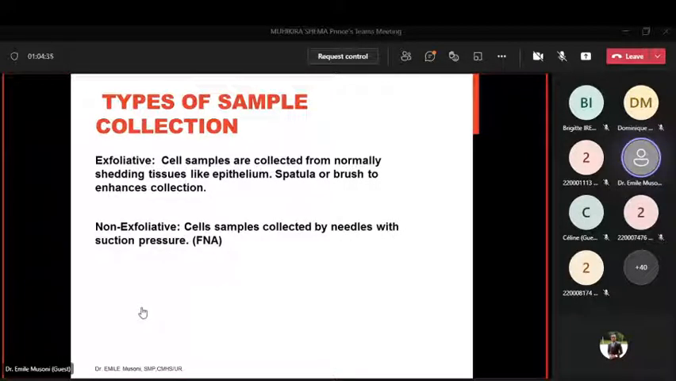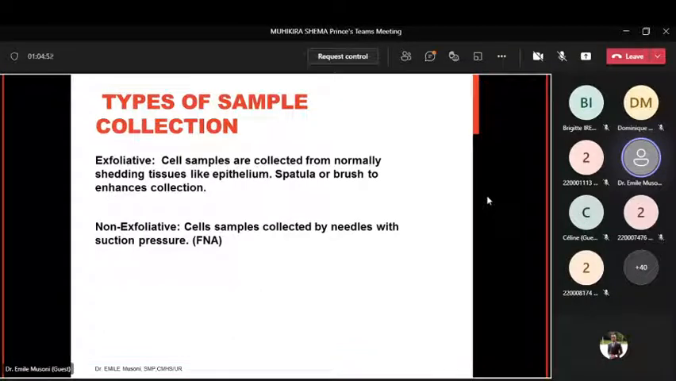In the non-exfoliative, sample cells are collected using needles with suction pressure, what we call fine needle aspiration. This one you're going to see is when there is a palpable mass. In that case, you have to insert a needle and then you collect the sample for analysis.